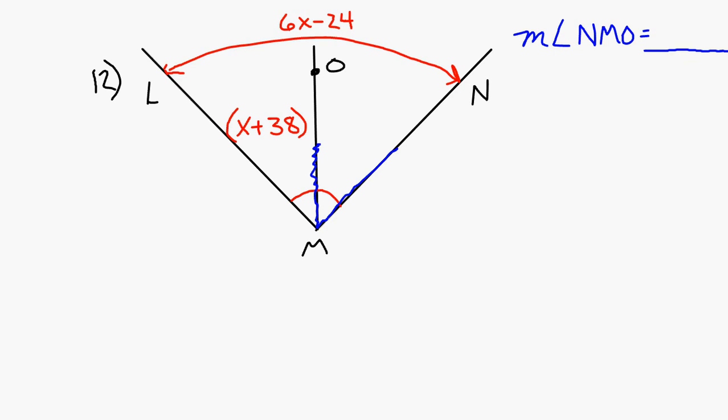Remember a couple of problems ago when you wrote an expression to find the big angle? Anybody remember that? It said to write an expression that represents the big angle. Wasn't it 2 times one of the little angles equals the big angle? Because they're congruent to each other. So here's your setup. You got 2 times x plus 38 equals 6x minus 24.